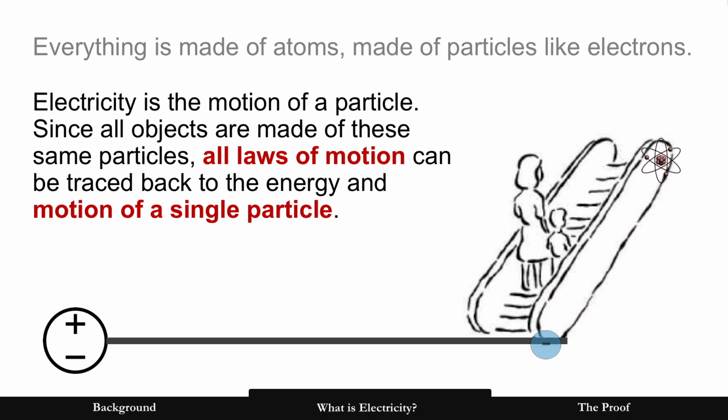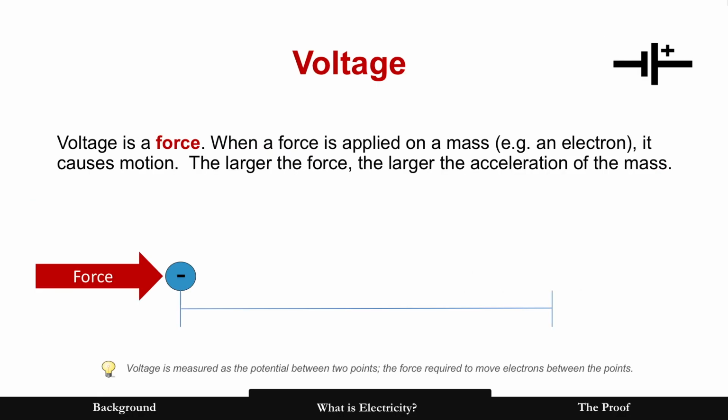Now, since all objects are made from these particles, all laws of motion can be traced back to the energy and the motion of a single particle. And let's explain each of these for electricity. Voltage. So voltage is a force. Right? When a force is applied on a mass, it causes motion. The larger the force, the larger the acceleration of that mass, such as this. All right, let's assume that to be voltage.